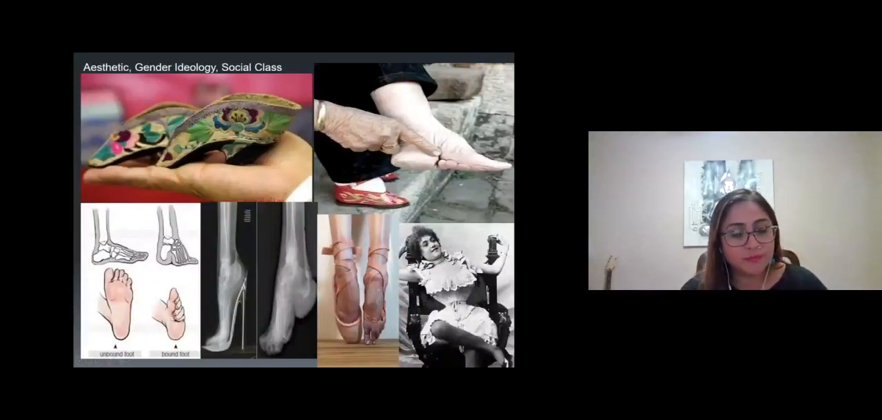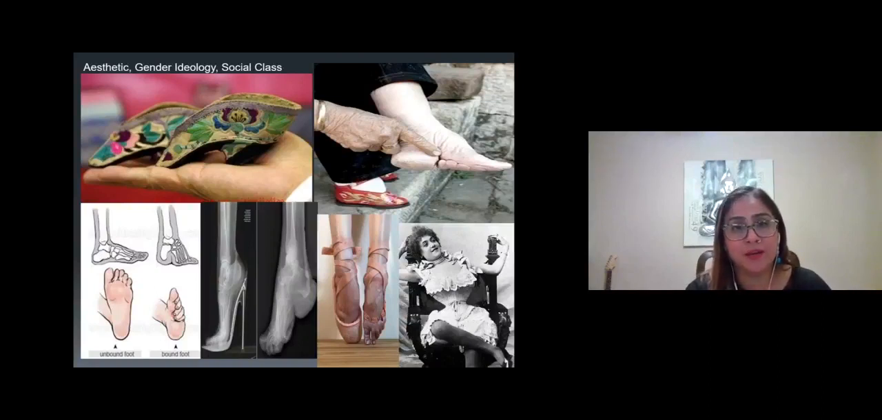All right, so now let's look at an example of gender ideology mixed with concepts of beauty, social class, and also the body becoming part of a political artifact. These are body modifications, and they vary.